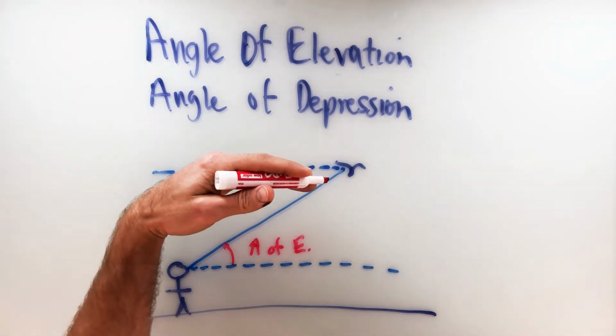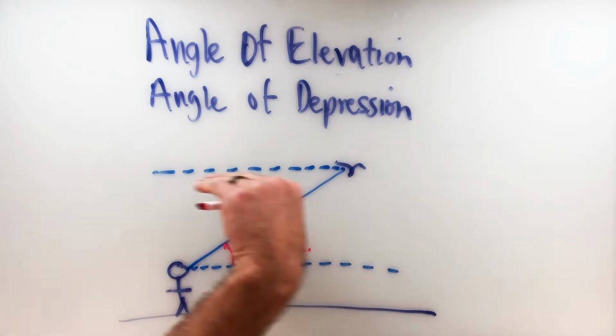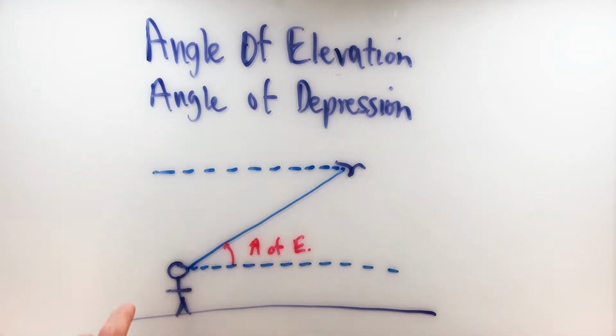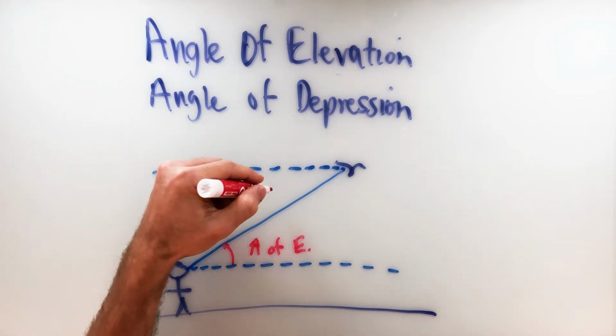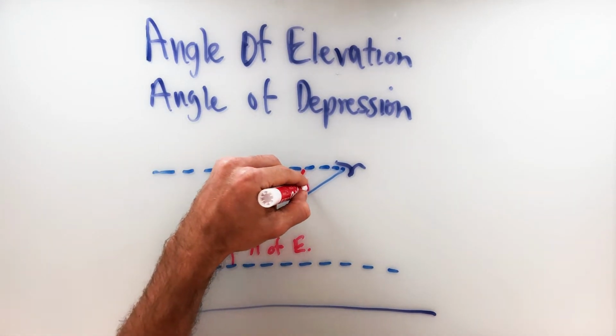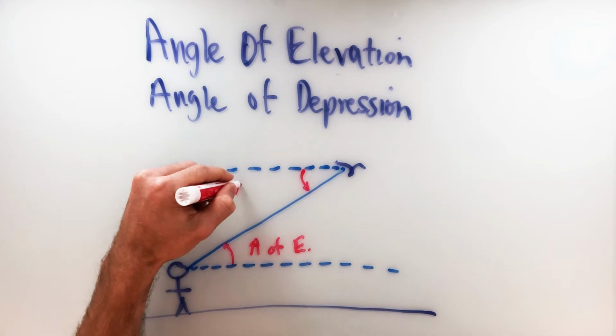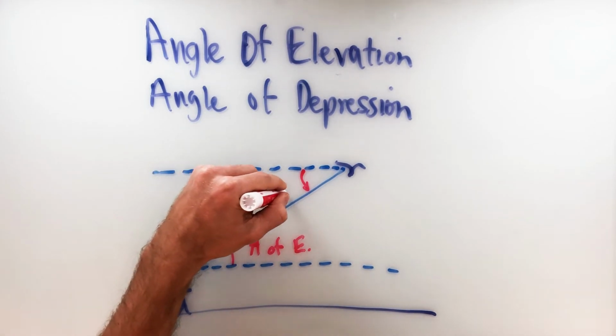And in contrast, the angle from the bird, again looking straight ahead, so the horizontal line. An angle of depression is an angle formed by a horizontal line and the line of sight to an object below, which would be this right here. So this is your angle of depression.